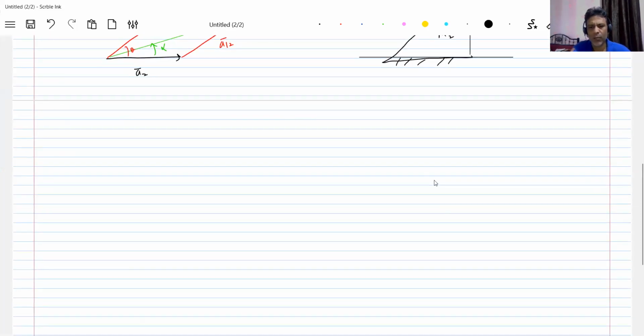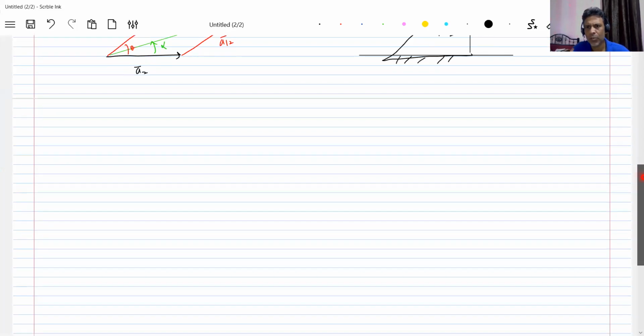See, physics has a very small syllabus compared to chemistry and maths. You need not practice many numericals also. You should have that overall understanding.